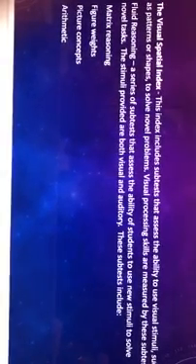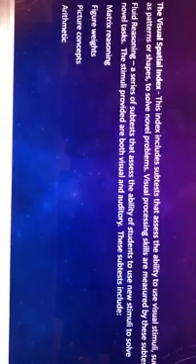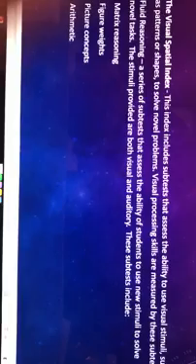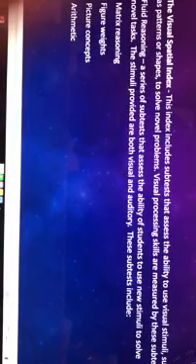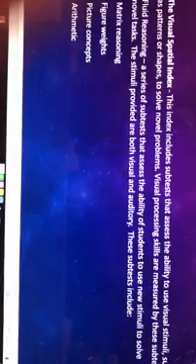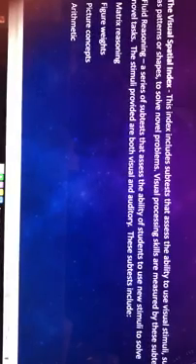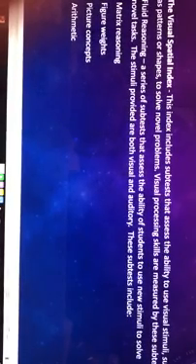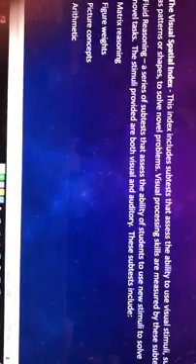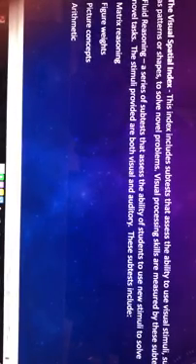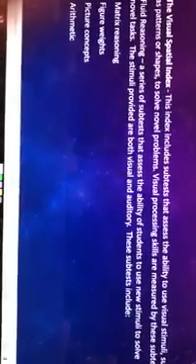The Visual Spatial Index is used and includes subtests that assess the ability to use visual stimuli, such as patterns or shapes, to solve novel problems. Visual processing skills are measured by these subtests. Also, the other tests, fluid reasoning, a series of subtests that assess the ability of students to use new stimuli to solve novel tasks. The stimuli provided are both visual and auditory. These subtests include matrix reasoning, figure weights, picture concepts, and arithmetic.